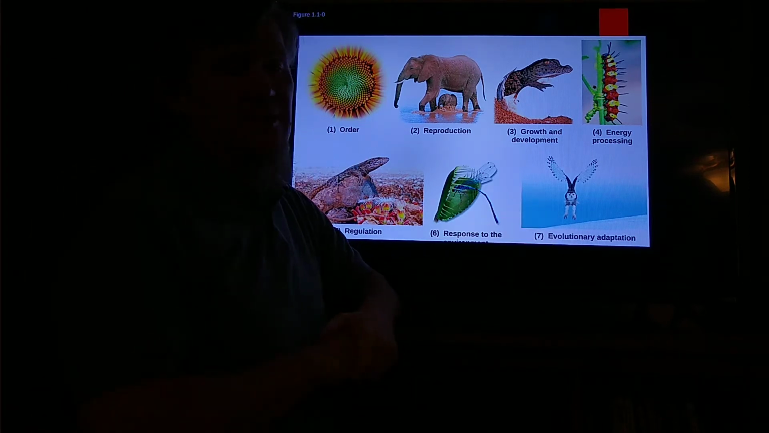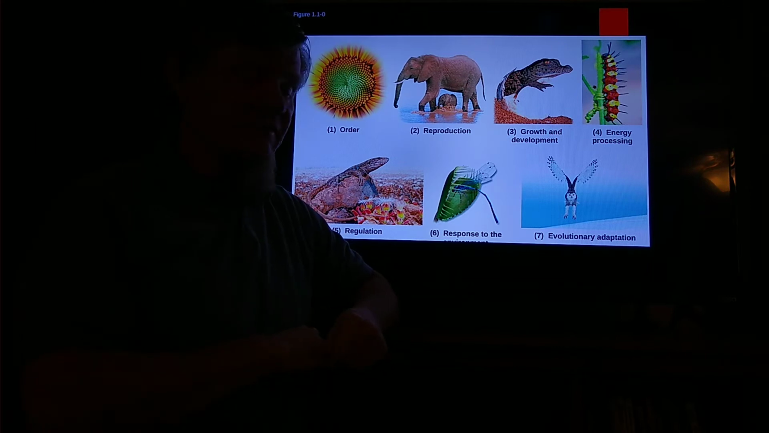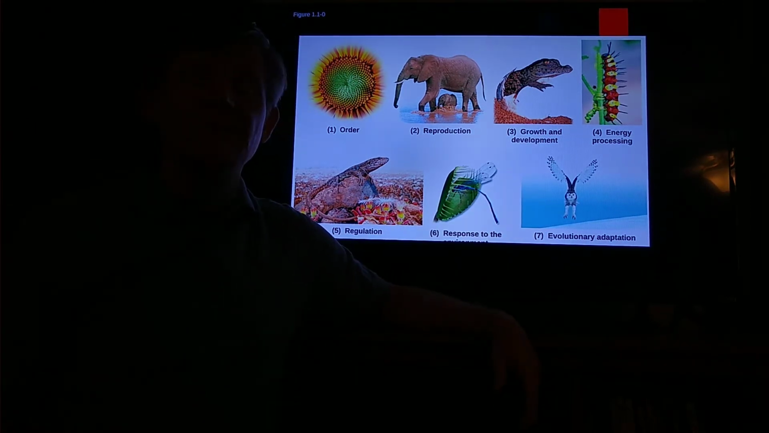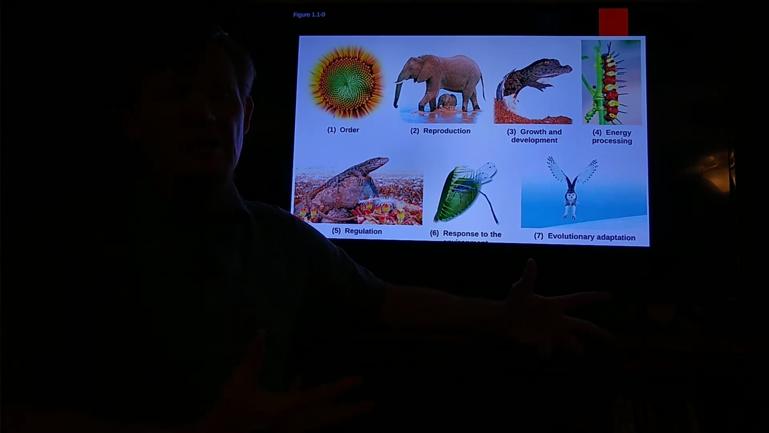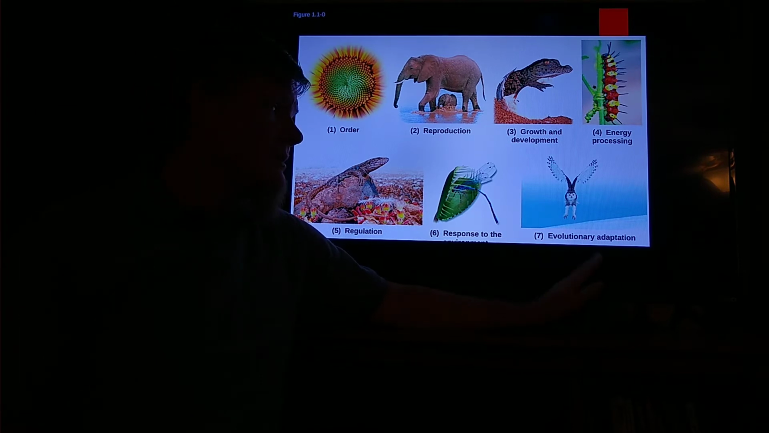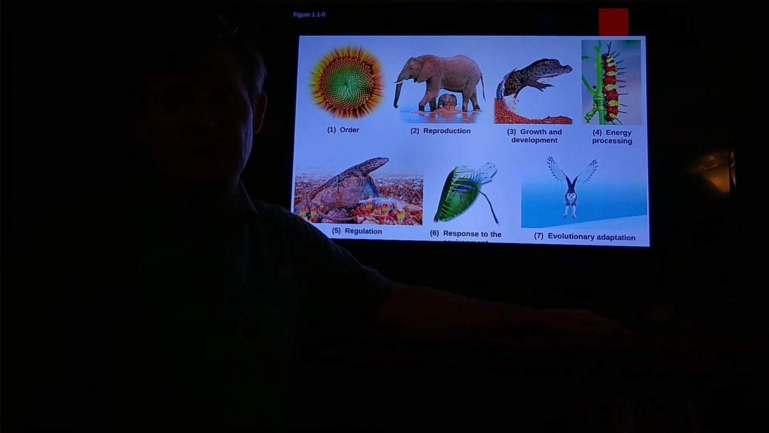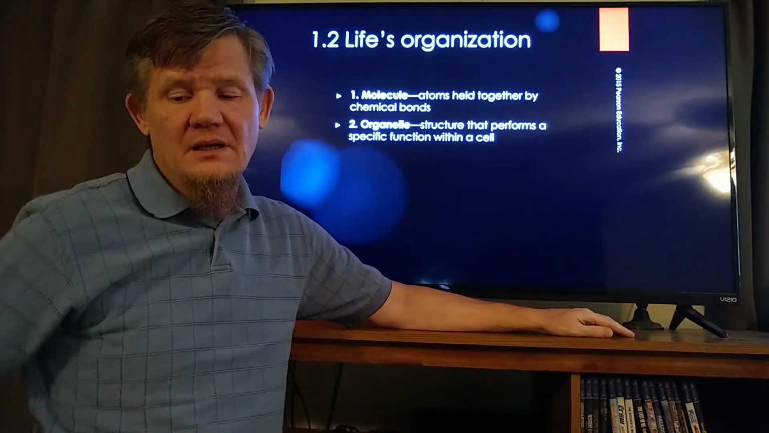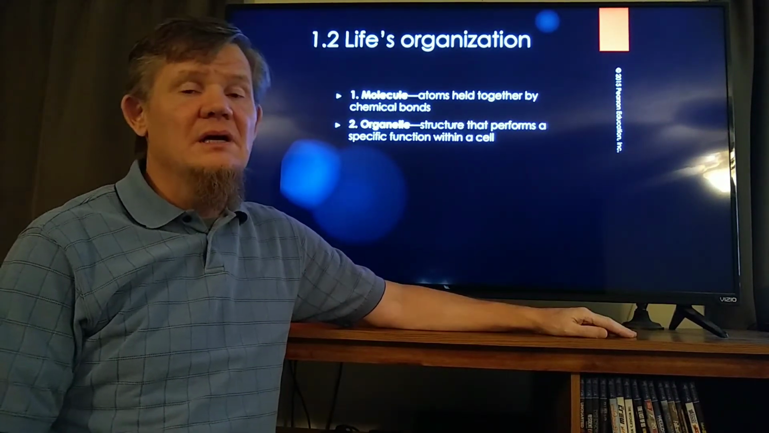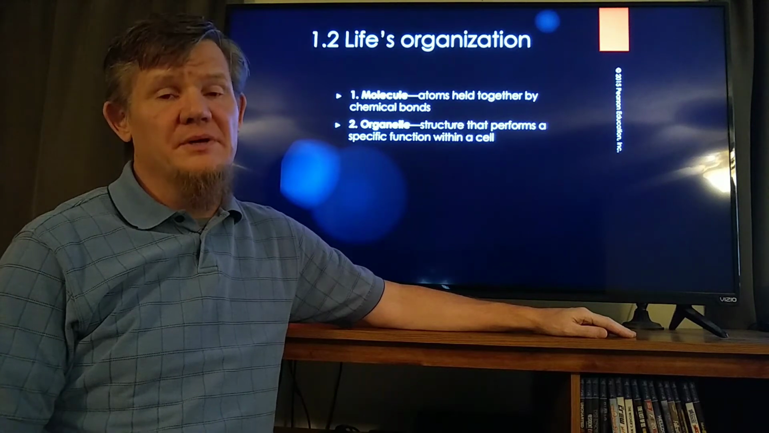And last is everything that's alive must adapt to its environment. We see a snowy owl. Why is it called a snowy owl? Because it is white and it's found in the far north where it is cold. Why is this owl white? Because it allows it to better blend in to its environment. Everything that's alive has to have those properties that we just discussed.